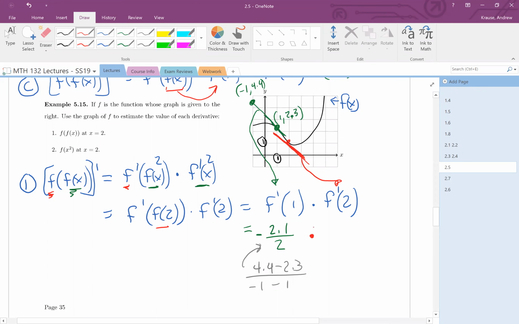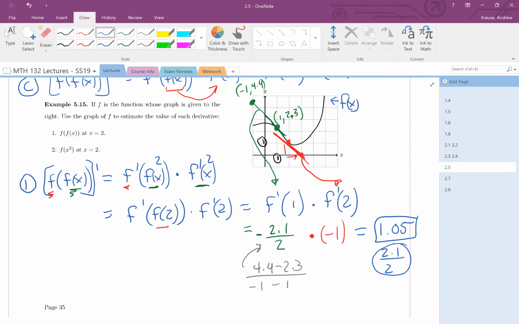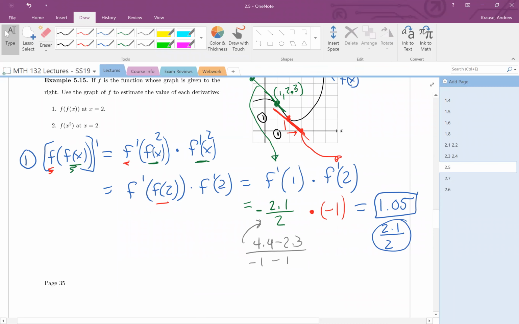And then we need to multiply. We're going to do the exact same thing on the red little tangent line here. Notice though that this goes down 1 and over 1. So I'm just going to call that a -1 slope right there. They're both really close to -1. And then when I multiply those two things together, I get 1.05 is the number that I get, or I could have just done 2.1 over 2. That's also an okay answer there. It's just an estimate. The idea here is how do you trace that estimate, and how do you think about the derivatives using the graph.